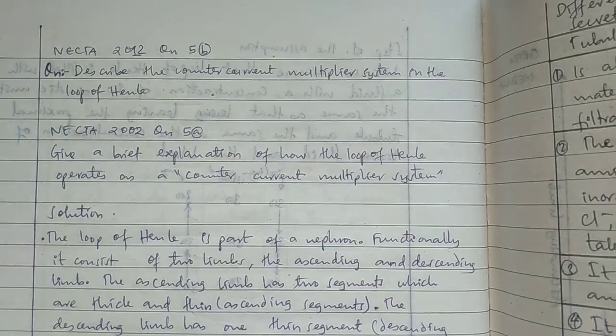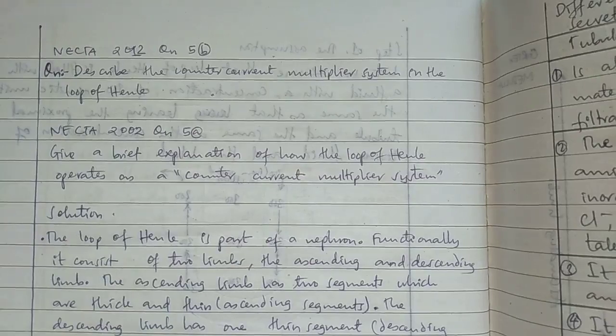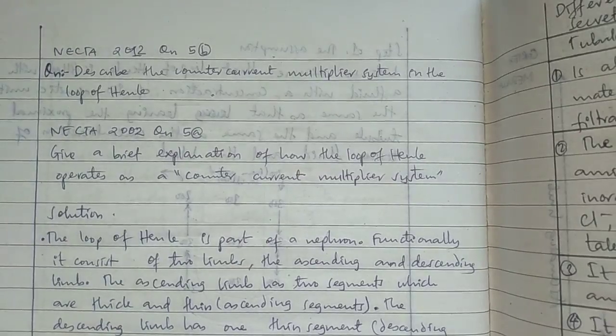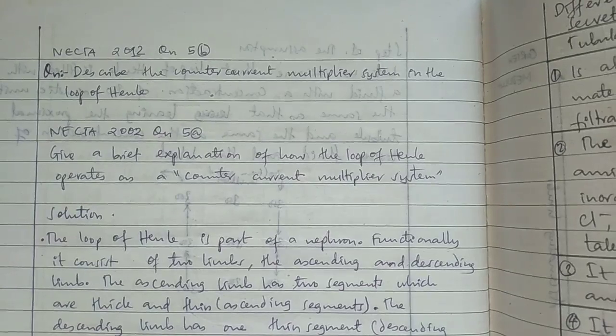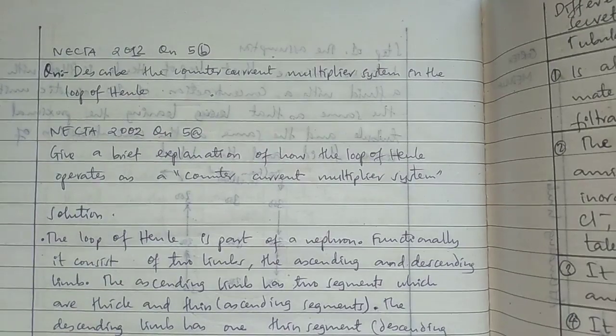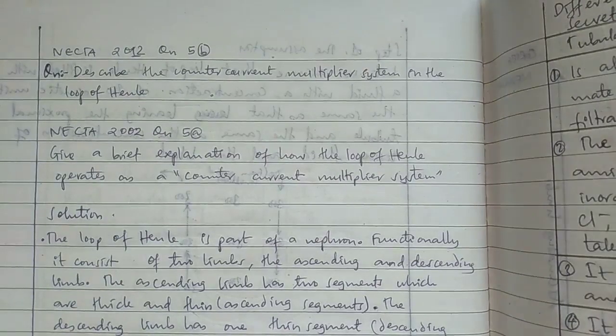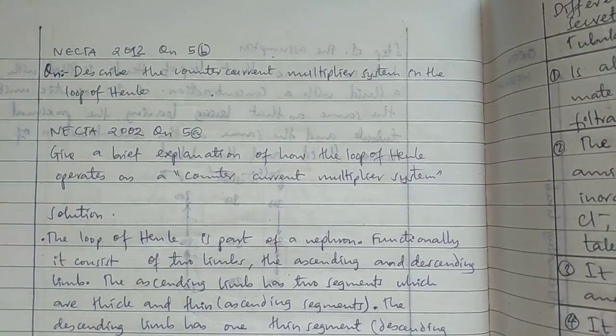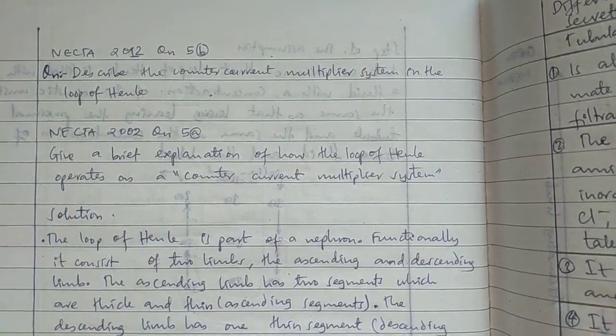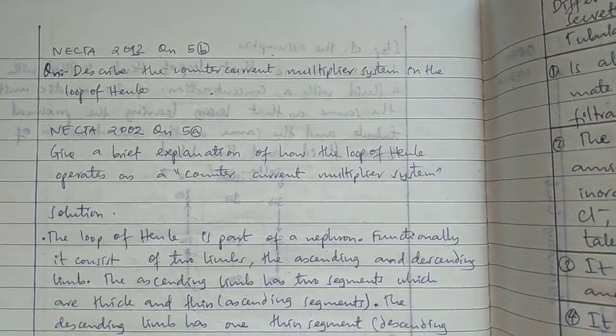Gives a brief explanation of how the loop of Henle operates as countercurrent multiplier system. Kwa hiyo swali hili lina maelezo ya kuelezea na lina diagrams ambazo unatakiwa uchore, ambazo utachora step by step. Now most of teachers, they prefer you to draw diagrams step by step. So despite of writing the explanation, you must draw the diagram and explain what happens step by step. Sasa tukianza na maelezo, the solution.